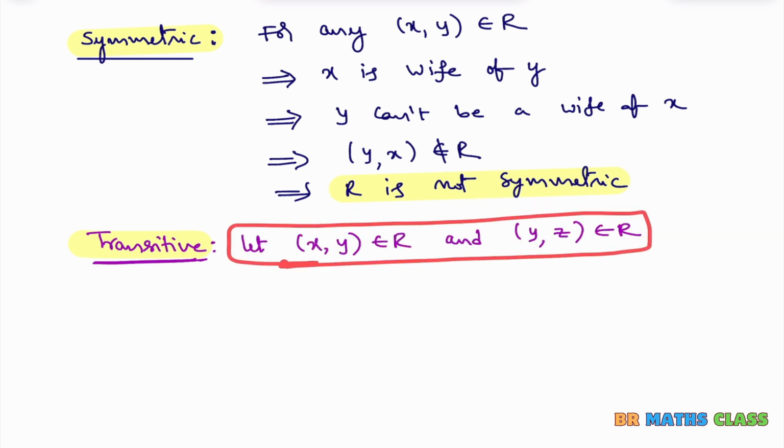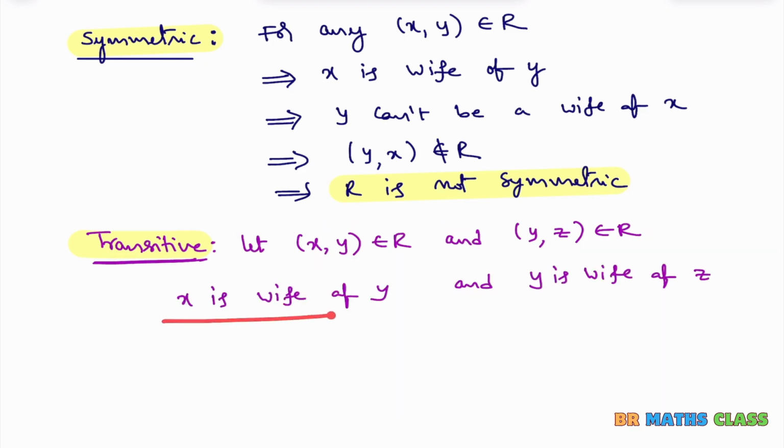First thing, I'll check that x comma y comma such type of things exist in the relation or not. Here the ordered pair x comma y belongs to R itself indicates that x is a wife of y. The ordered pair y comma z belongs to R, it indicates that y is wife of z. Now it is important to check whether this type of things will exist or not. Suppose x is wife of y. X is wife of y means x is female, y is male.